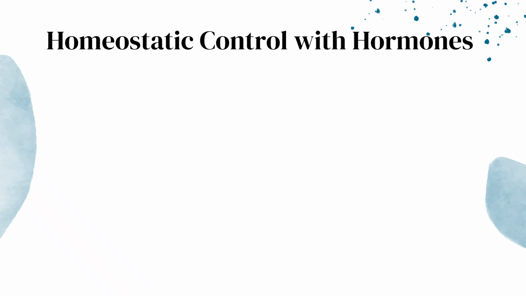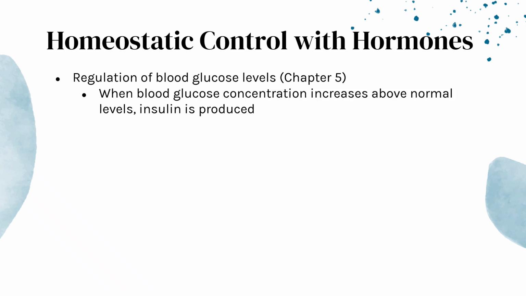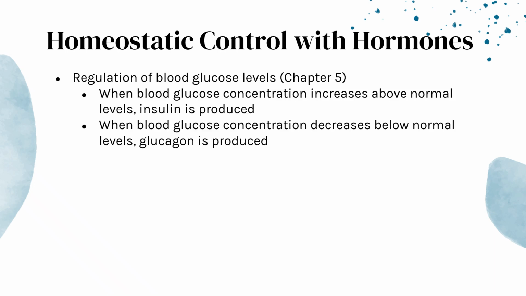For hormones that go through homeostatic control, there are actually only three hormones that you will know in this syllabus. The first two are in chapter 5, which you already know: insulin and glucagon. Just a bit of recap. When blood glucose increases above normal, insulin is produced. When blood glucose decreases below normal, glucagon is produced. In the fourth video, I will be going through revision with you on this, but I will not talk about them in this video.